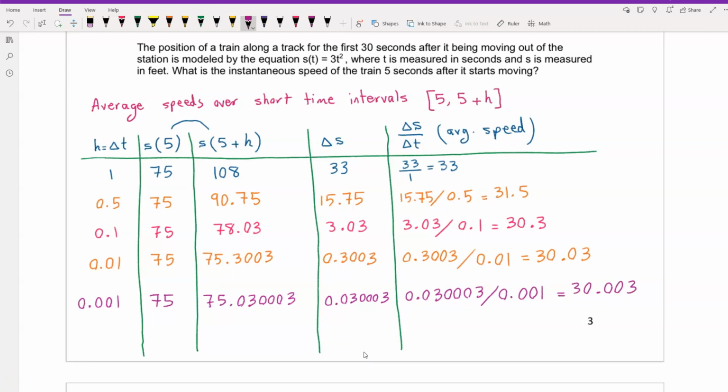So based on what we have here as a length of time interval, so this column tends to 0. So we started with 1 and then we use smaller numbers. The average speed is tending towards the instantaneous speed. So again, as the length of the time interval tends to 0, the average speed is tending towards the instantaneous speed. So based on what numbers we have here in the fifth column for average speed, we can guess that the value of the instantaneous speed 5 seconds after the train starts moving is 30 feet per second. Because here we have 30.003, and if we use smaller numbers, our guess is that our answer for instantaneous speed will be 30 feet per second.